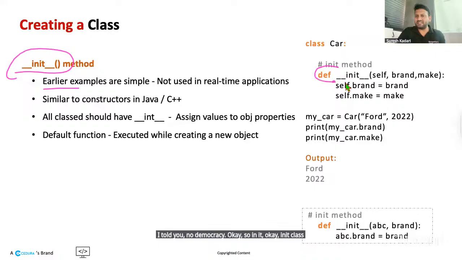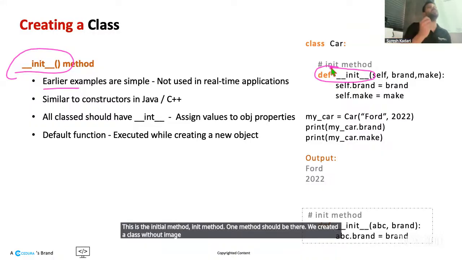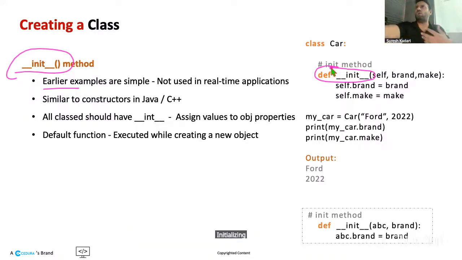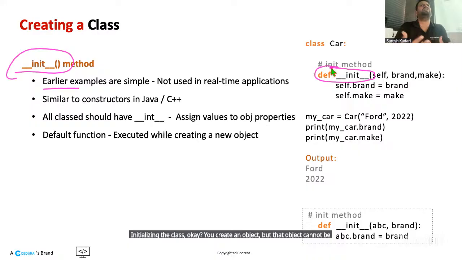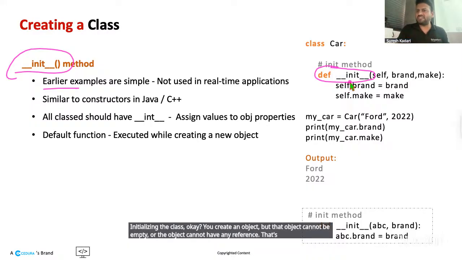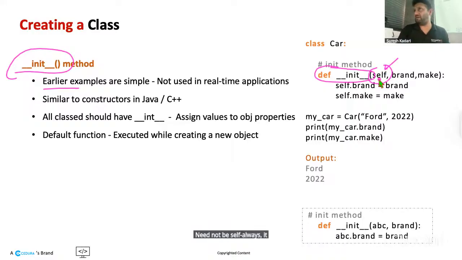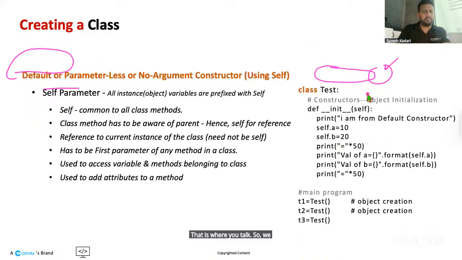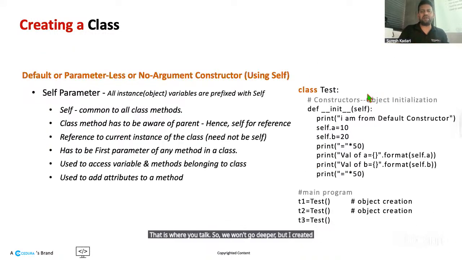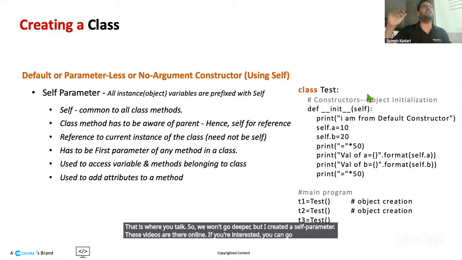So init class. This is the initial method, the init method. One method should be there. We created a class without init, but there should be one method for initializing the class. You create an object, but that object cannot be empty or have no reference. That's why we always have an init method, which has a self, though it need not always be self. It could be any name, but it is self. That is where you talk. We won't go deeper, but I created a self parameter. These videos are there online. If you are interested, you can go a bit deeper and watch my videos.